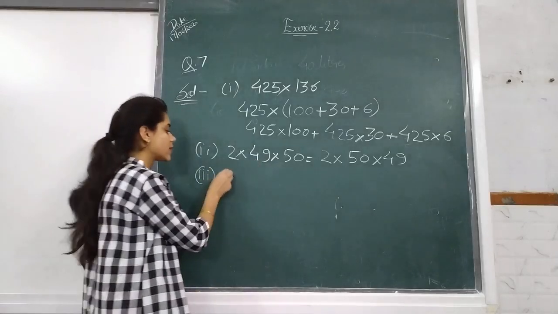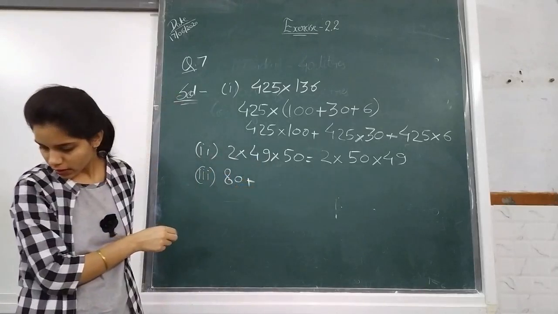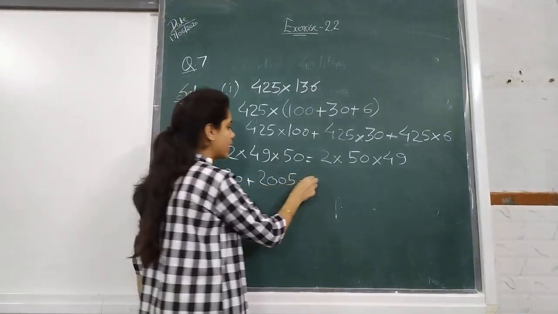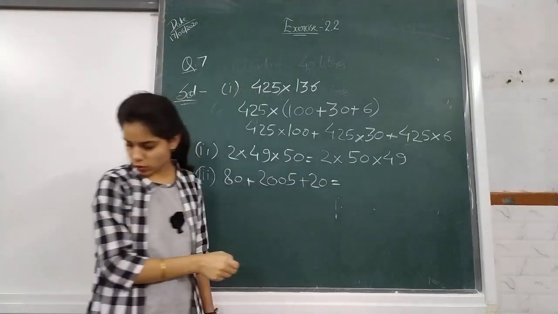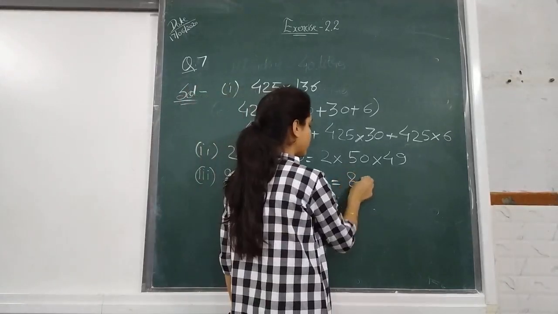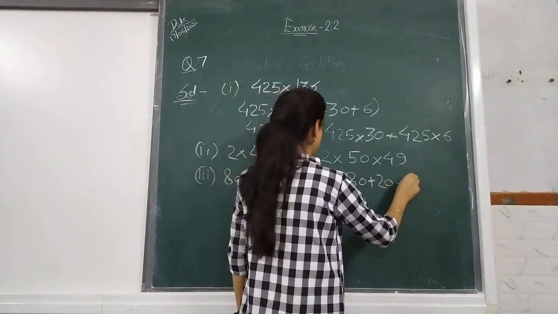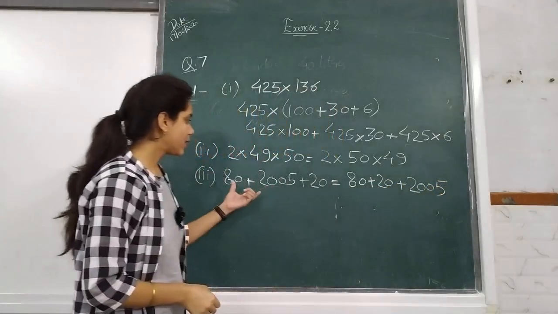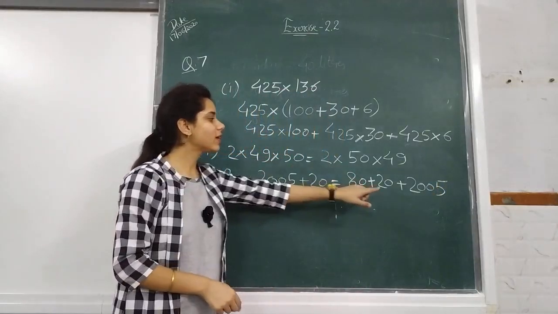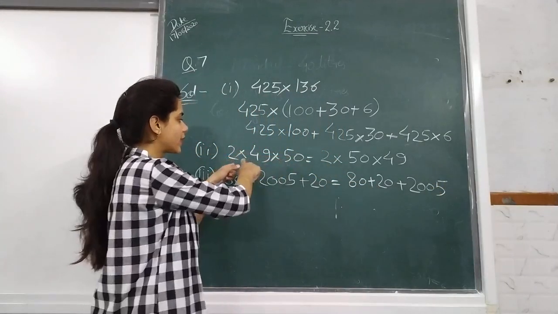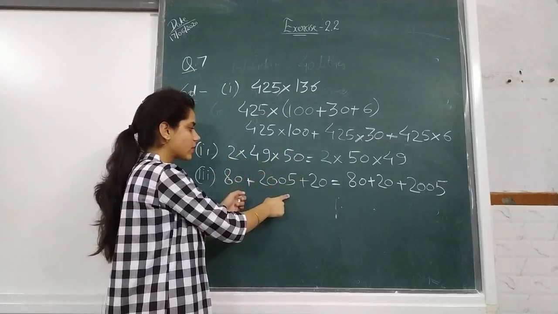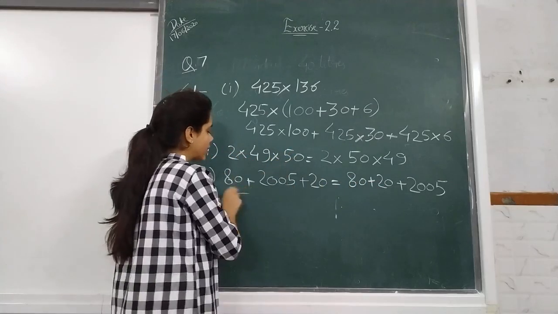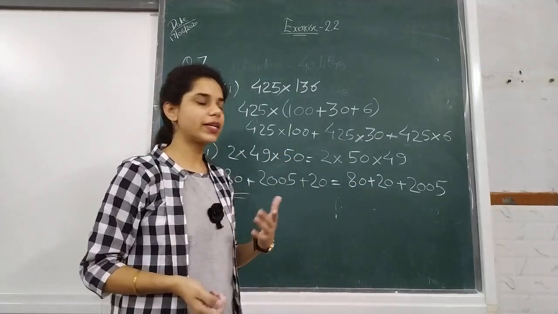Okay. Next question is 80 plus 2005 plus 20 is equal to 80 plus 20 plus 2005. Okay, and here the arrangement gets changed but under addition. Here it was commutativity under multiplication, and in this question commutativity under addition.